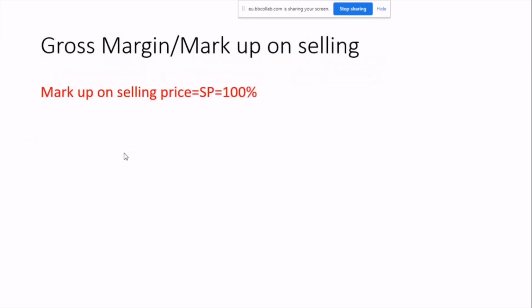Now, let's look at a different scenario, guys. Gross margin, or markup on selling price. Remember, we just dealt with markup on cost. Now we're dealing with markup on selling price, or gross margin. Now, what you need to note about markup on selling price, guys, is that the selling price is always 100%. SP equals 100% when you're dealing with markup on selling price. So it's important that when you're doing your activity, you must check: does the company use markup on selling price or markup on cost price? So in this case, the markup is on selling price.